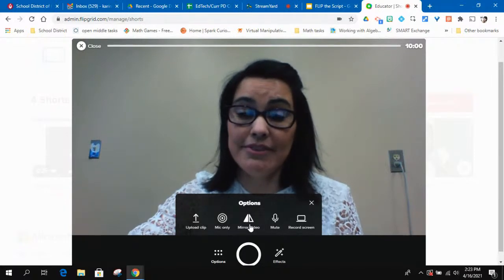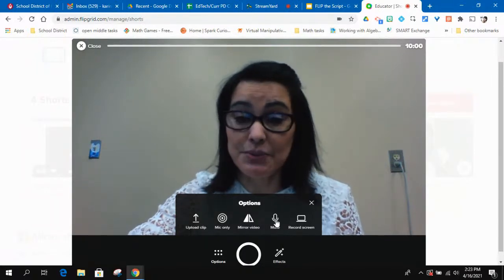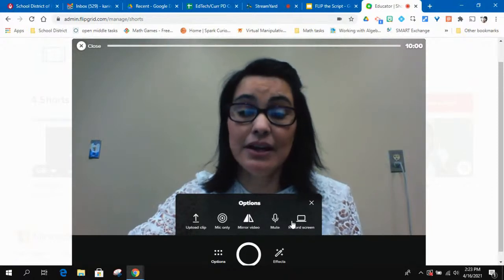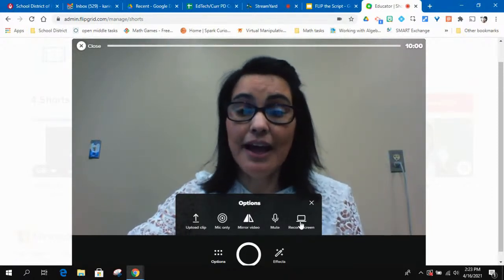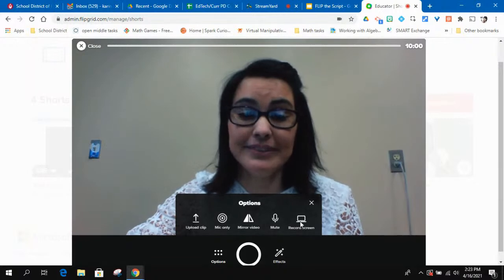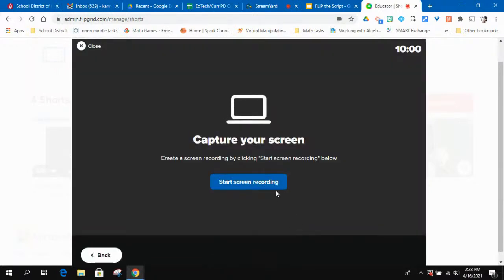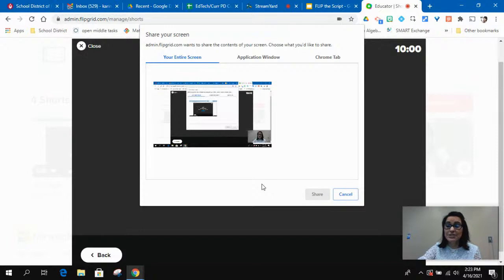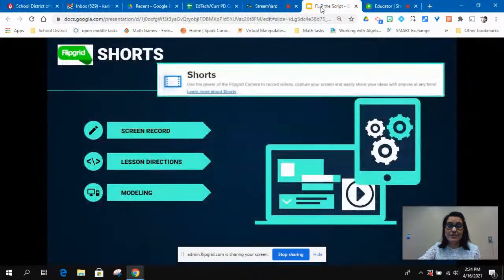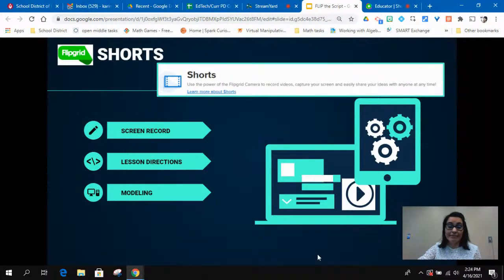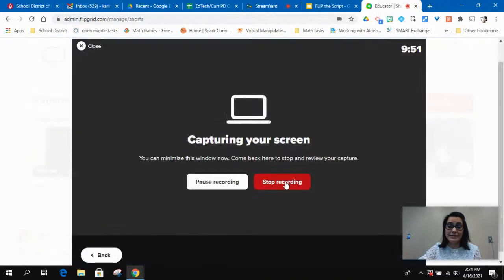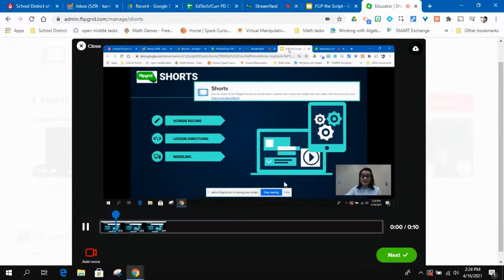I can mirror the video. I can mute myself if I just want to make a video where something is happening, or I can record my screen. I'm going to choose this time to record my screen. So there it goes. It says start recording. I'm going to have to choose the screen just like we have to do a lot of times in Google Meet. So when I choose the screen, it would actually show what I'm doing, what I'm working on. And when I finish recording the message, all I have to do is go back to my Shorts and stop recording.